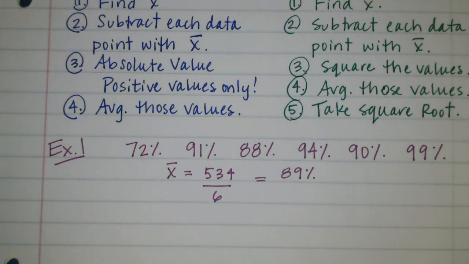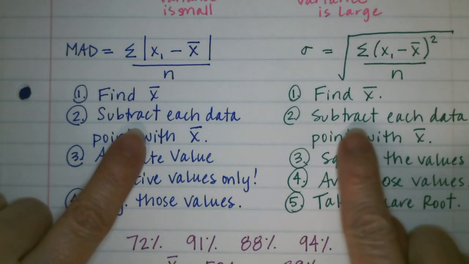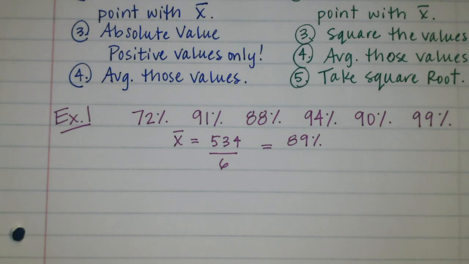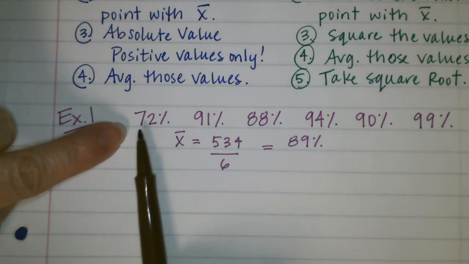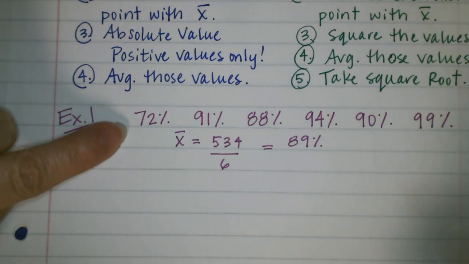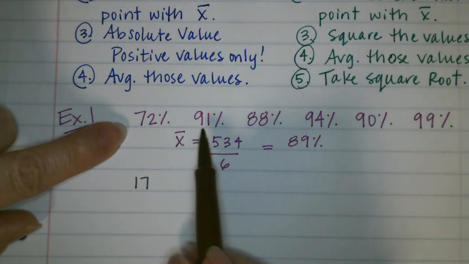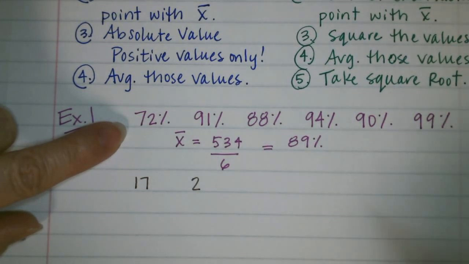Okay, so next up, what we need to do is, for both of them, again, is to subtract each data point with 89. So what that means is that I am going to go through and say, just thinking to myself, how far is 72 from 89? And the answer would be 17. How far is 91 from 89? And that would be 2.